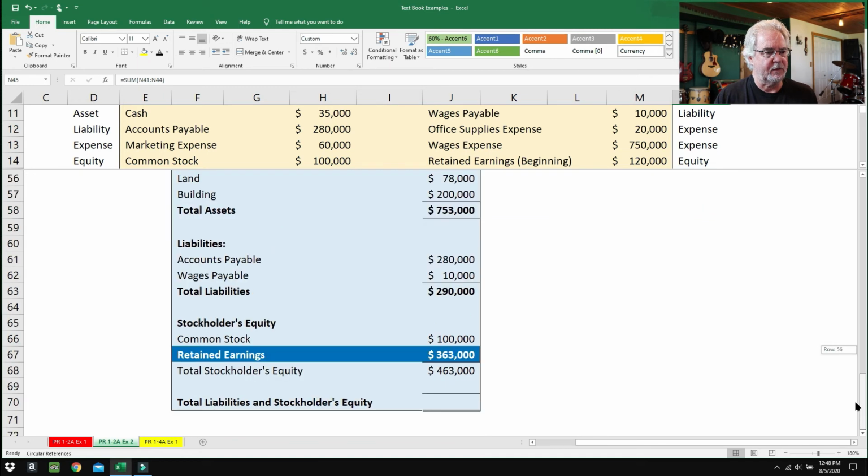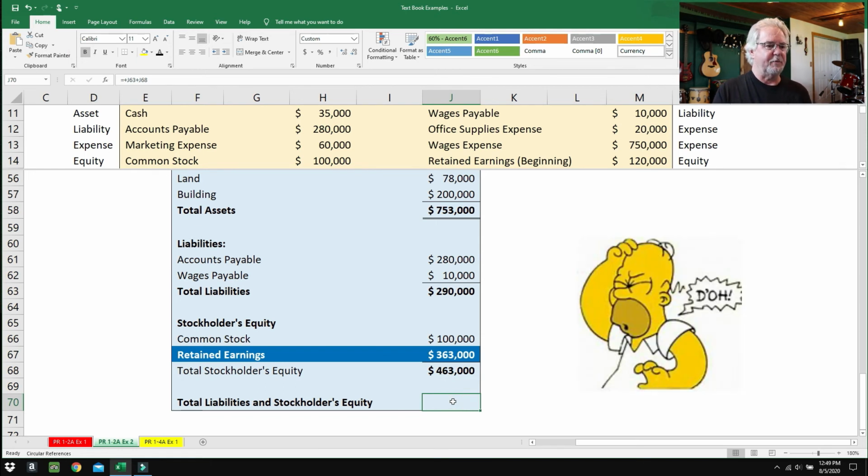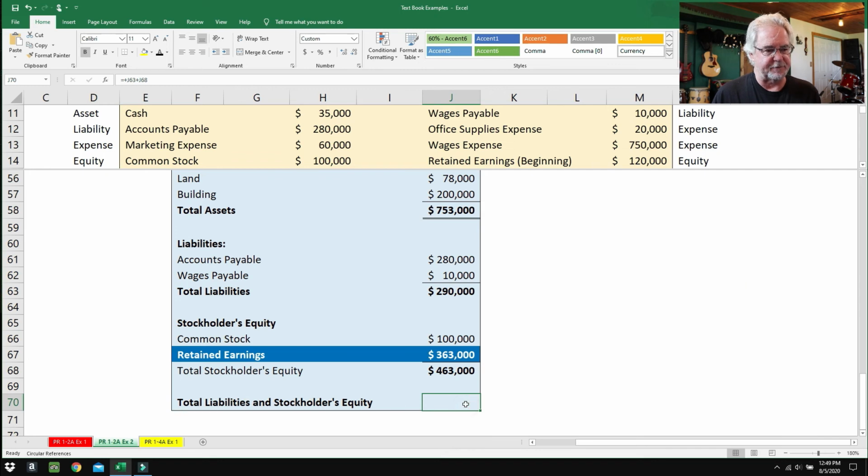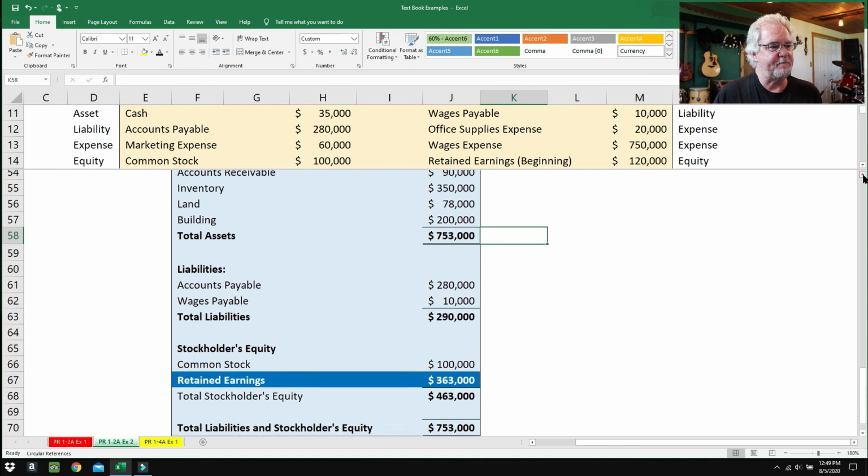All right, now the last step, guys, last step. You don't want to forget this. Don't forget this, because if you do, you'll be fumbling the football on the 2-yard line, all right? It's like you're about ready to score a touchdown and you drop the football. So don't do that. What we need is total liabilities and stockholders' equity, the grand total. So all we're going to do is take the 290 and the 463, add them together, and see what we get. There we go, 753. And guess what? The 753 balances with the 753 under total assets. That's why they call it a balance sheet.